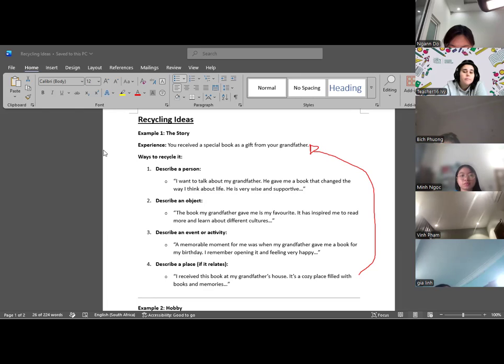Do you understand what I mean by recycling ideas? Just think of recycling, reuse. You reuse a story or an experience or an example.